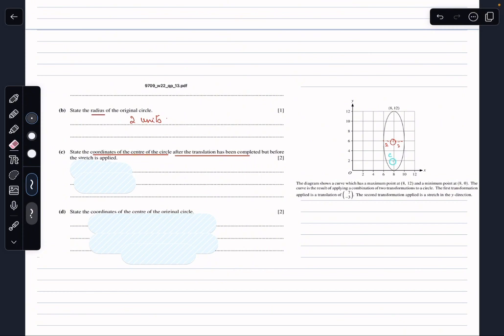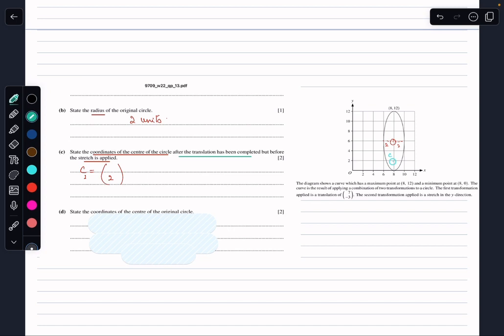Now, the next part of the question states, state the coordinates of the center of the circle after the translation has been completed, but before the stretch is applied. These are the keywords that you should underline. So, before applying the stretch and after the translation has been completed, meaning whatever the original point was, now before the translation what it was.